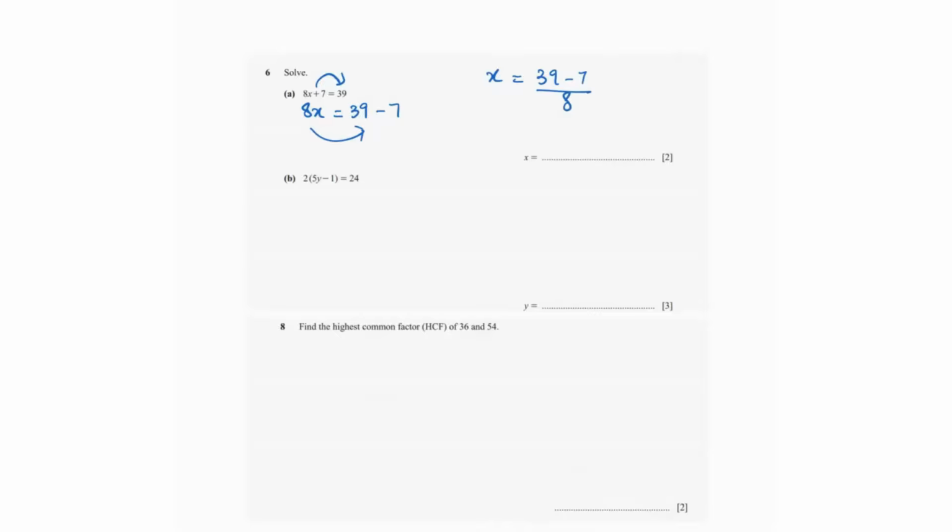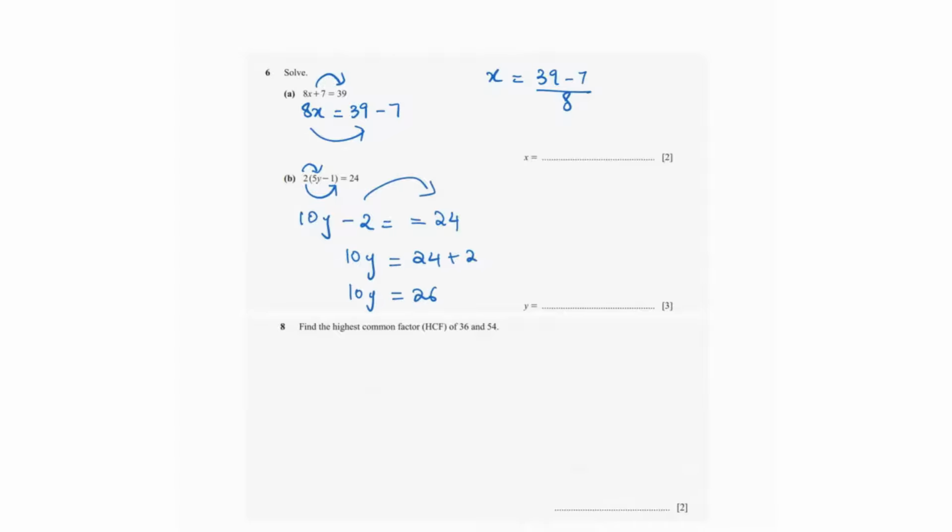Then we talk about expanding brackets. The term outside the bracket gets multiplied with the terms inside the bracket. So 2 times 5y is going to be 10y. And then 2 times negative 1 is going to be negative 2. We cannot combine 5y and negative 1 because one is a variable and one is a constant. We can only combine like terms, and I've already told you initially that like terms are the same variables with the same variable, numbers with the numbers. So that's 10y equals 24 plus 2 because we moved it to the other side.